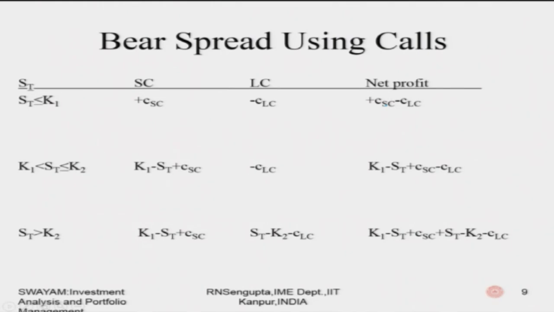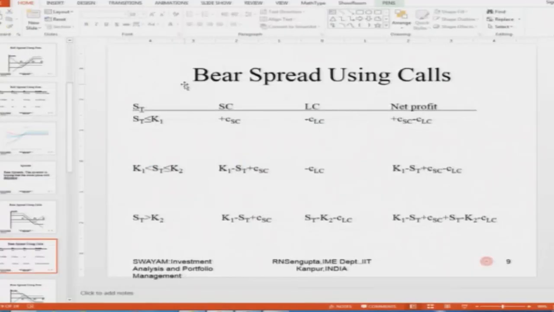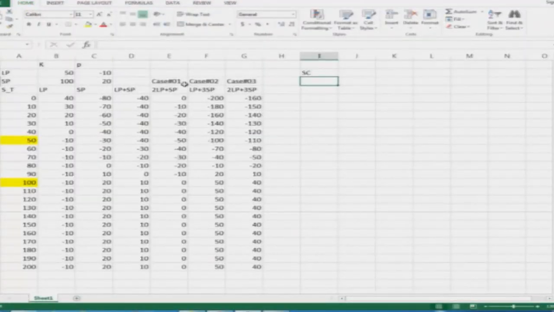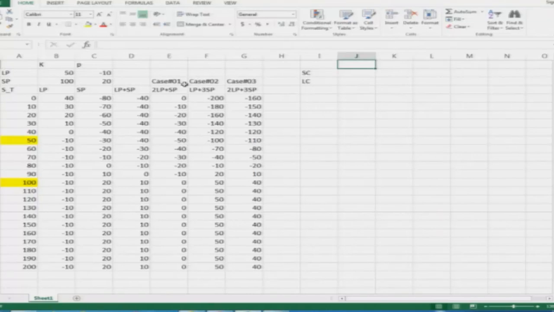So, I will use the same Excel sheet and would not delete the graph which we have just shown, and then combine it with the short call and the long call. So, this was the first example. So, I will use a short call and a long call, and for the price I will use the strike price K symbol and price P symbol. And I will use the same sequence of the spot price.